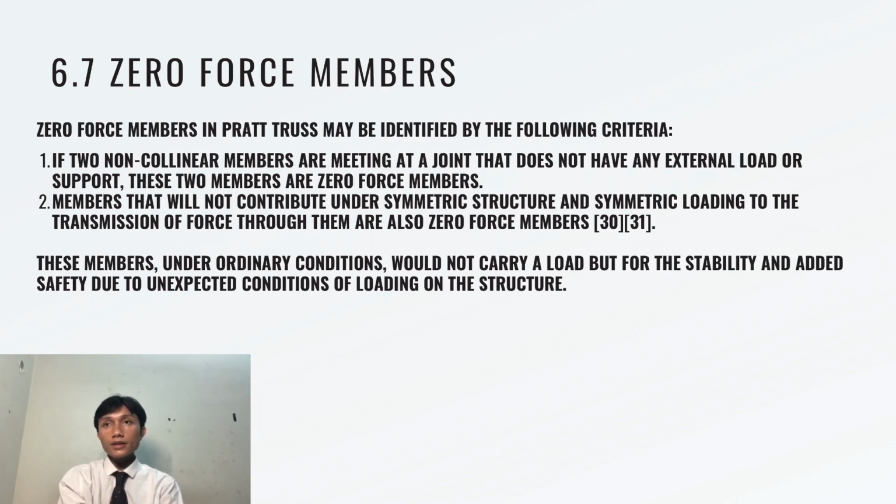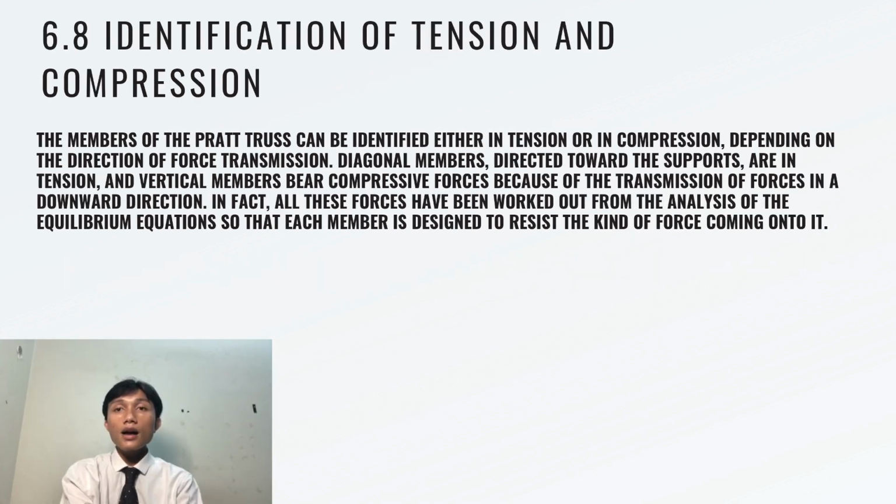Zero force members. Zero force members in a Pratt truss may be identified by the following criteria. If two non-collinear members are meeting at a joint that does not have any external load or support, these two members are zero force members. Other than that, members that will not contribute to the transmission of force under symmetric structure and symmetric loading are also zero force members. These members under ordinary conditions will not carry a load, but they provide stability and added safety due to unexpected conditions of loading on the structure.